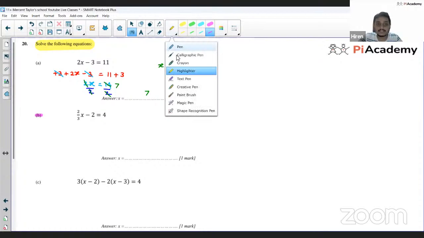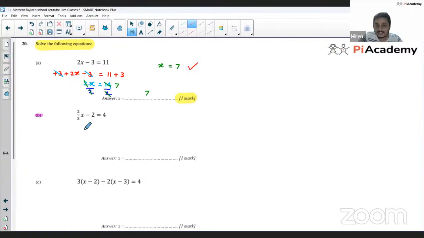So let's solve the second question, okay? Here you have the fraction. So make sure you deal with the fraction, okay? If you want to deal with it, you can directly multiply by the number in the fraction's denominator at the very beginning. So let's say you are multiplying 3 on both the sides, okay? What is going to happen? On the left hand side, this 3 and this 3 will get cancelled. So this will be just 2x, okay?